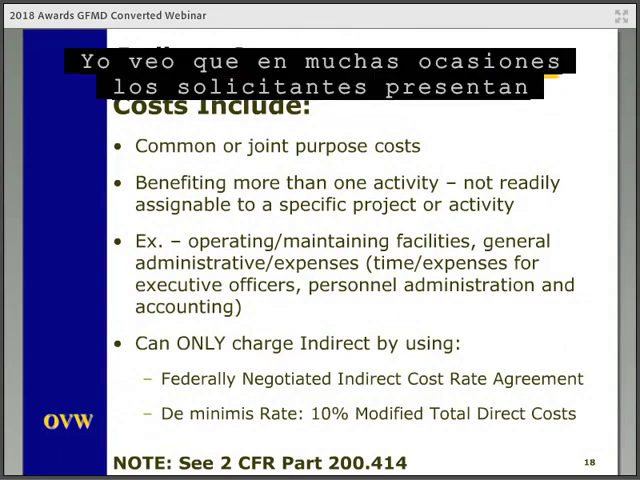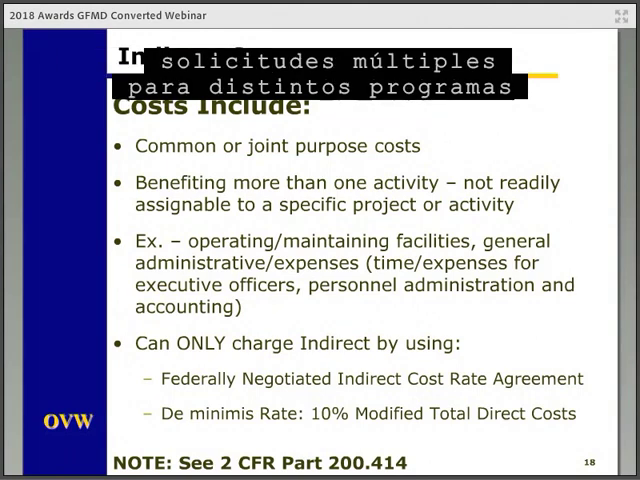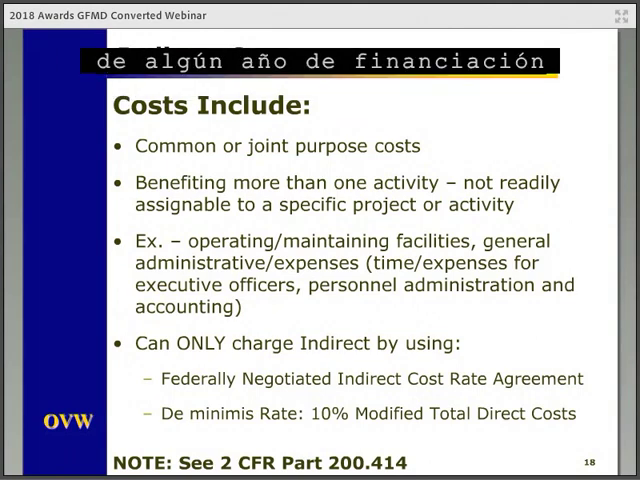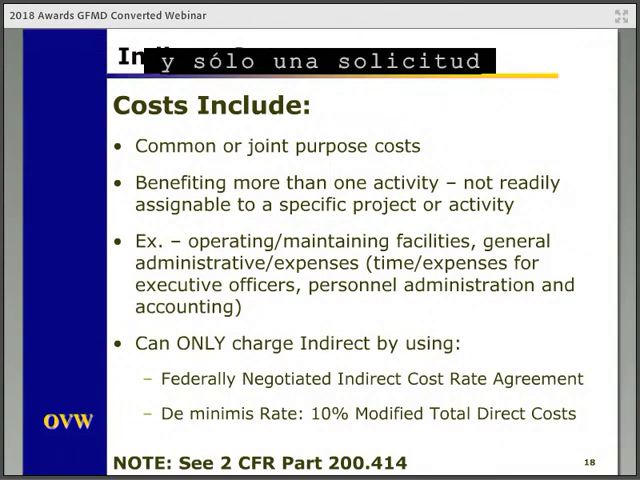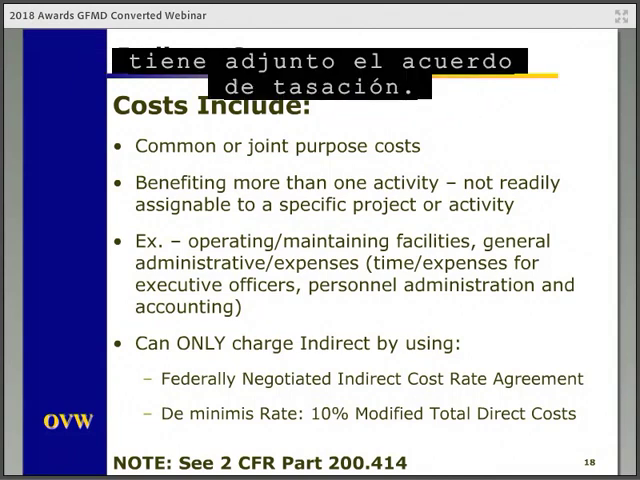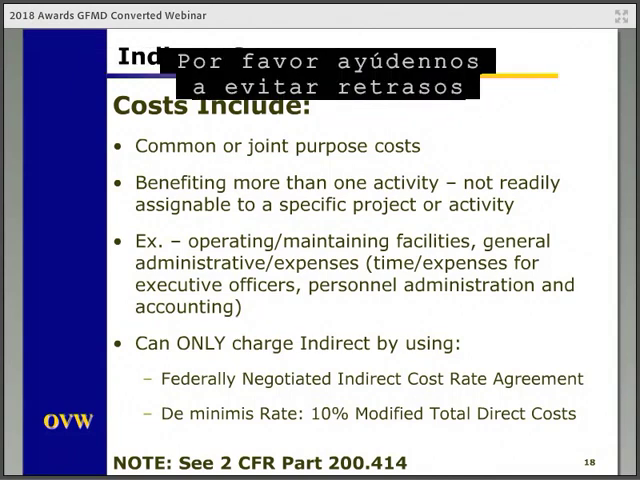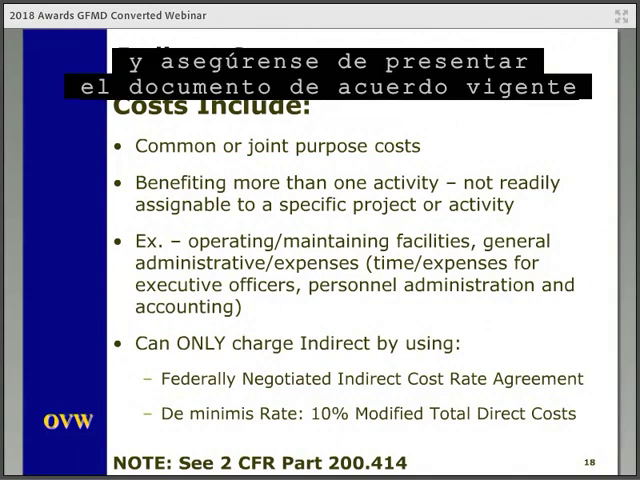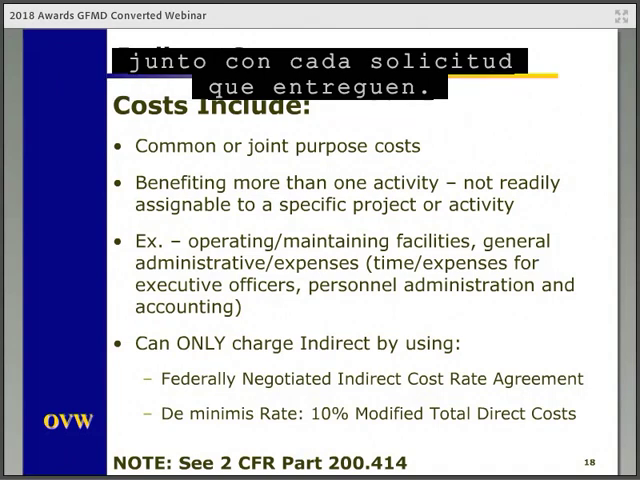I see a lot of times applicants will submit multiple applications across different programs for a funding year, and only one application will actually have the rate agreement. Please help everyone save time and make sure to submit the current agreement document with each of the applications you submit.